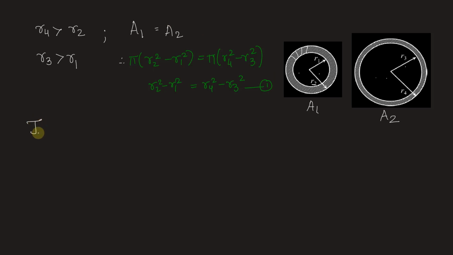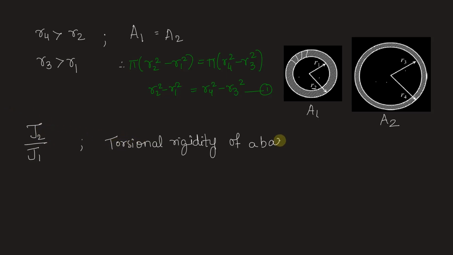Now they have asked us to calculate J2 by J1, where J represents the torsional rigidity. So we know that the torsional rigidity of a bar is given by its shear modulus into the polar moment of inertia of the section. So we can write J2 by J1 is equal to, let's substitute the corresponding torsional rigidities. We have J2 by J1 equal to G2 IP2 divided by G1 IP1. Now it is given that the two bars are made up of the same material. So their shear modulus will be equal to each other. Hence we can write this ratio is IP2 by IP1.